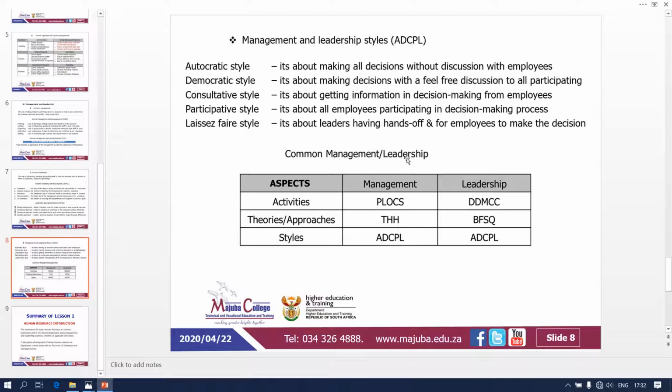Common management as well as leadership aspects. Activities, we call them blocks. Leadership, we call them DDMCC. Theories, we call them THH. Here we call it BSFQ. The styles are the same, which is ADCPL: autocratic, democratic, consultative, participative, and laissez-faire.